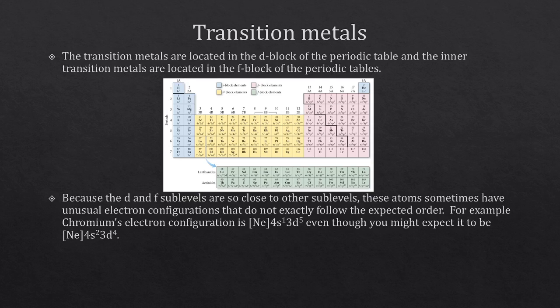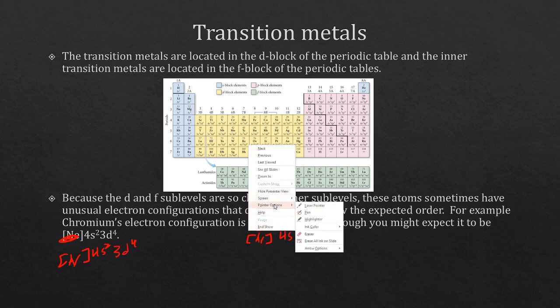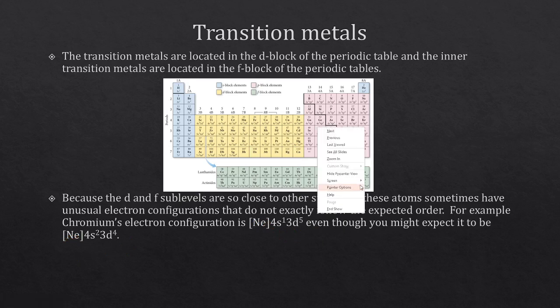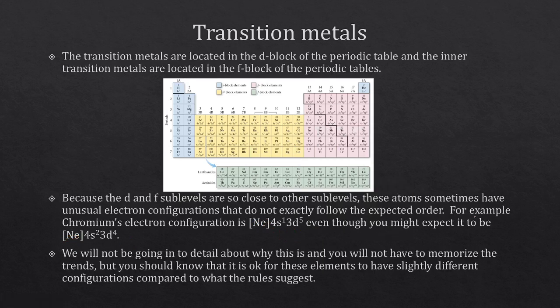So again, I showed this example like we talked about in the last video. Chromium is going to show up as, well, that shouldn't be neon. Let's fix that. Chromium, you should be argon, not neon. So this would be argon, 4s1, 3d5, even though you might expect it to be argon, 4s2, 3d4. So just as a note, that should not have said neon, that should say argon. I'm going to have to clear this, though, because there's a little bit more. But just know these are supposed to be argon, not neon.